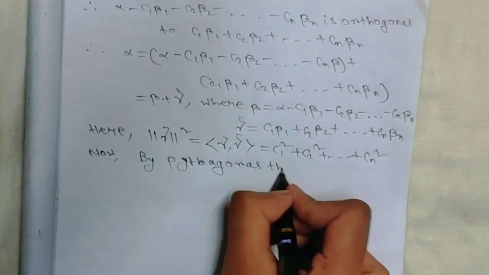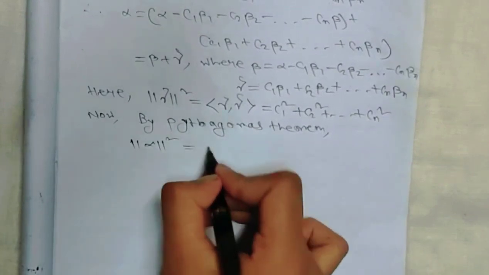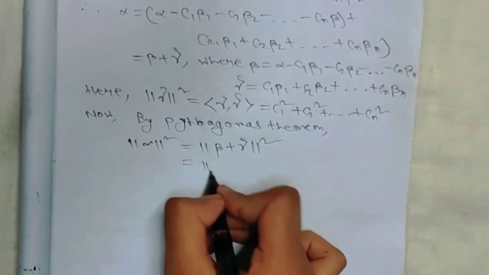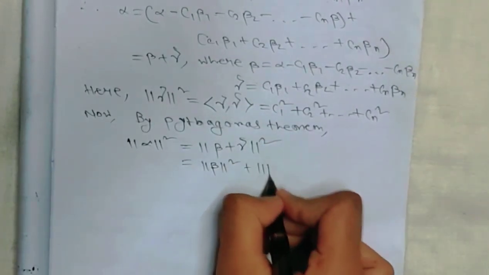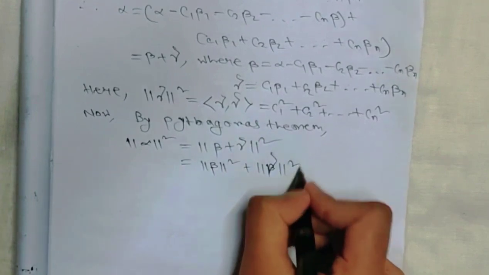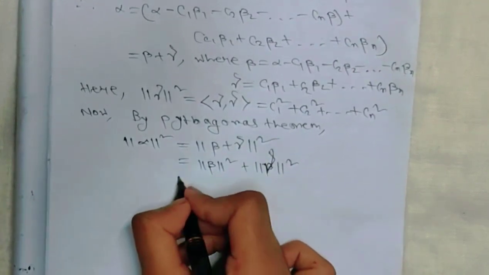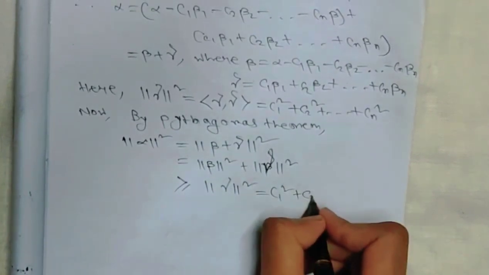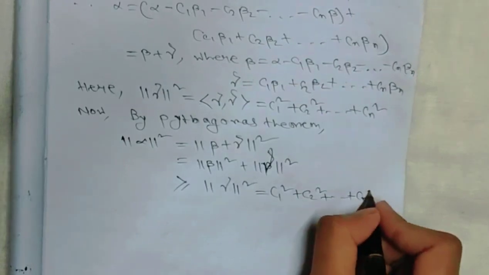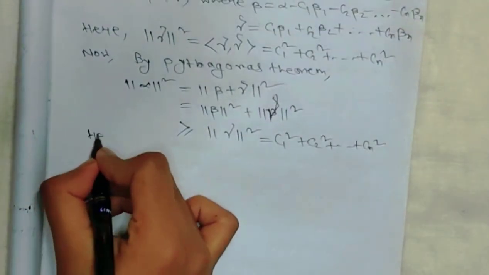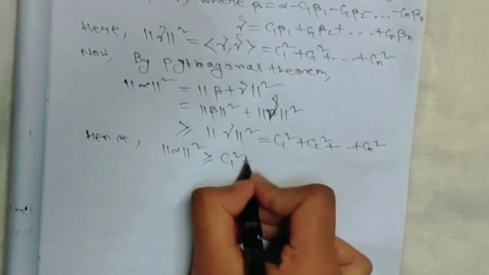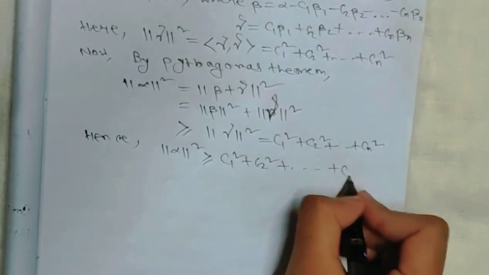Pythagoras theorem, what do we get? Norm α squared equals norm of (β plus γ) squared, equals norm β squared plus norm γ squared, that is greater than or equal to norm γ squared, equals c1² + c2² + … + cn². Hence norm α squared is greater than or equal to c1² + c2² + … + cn².